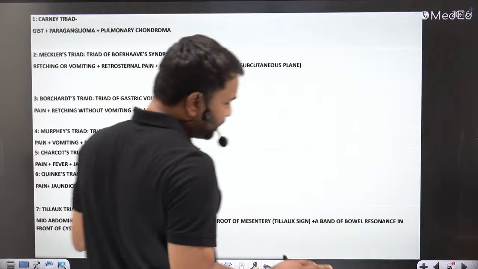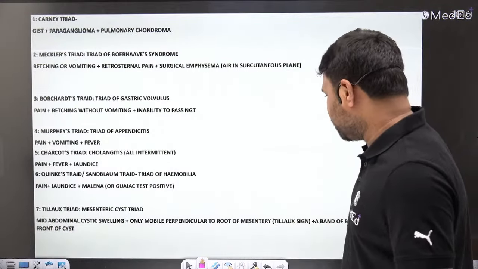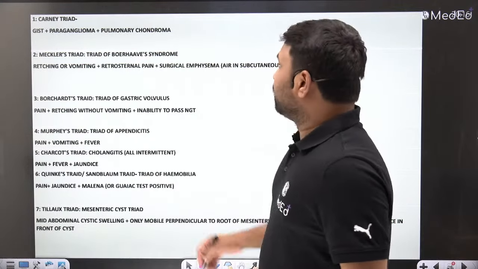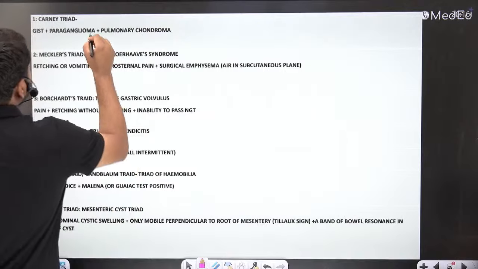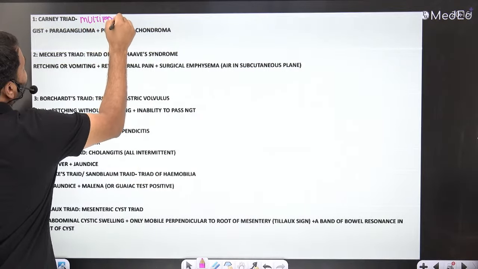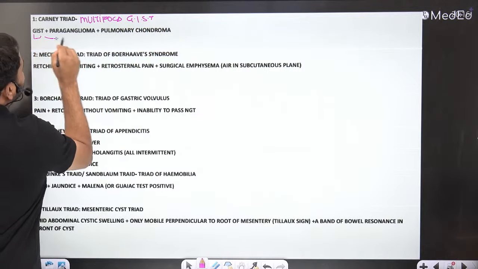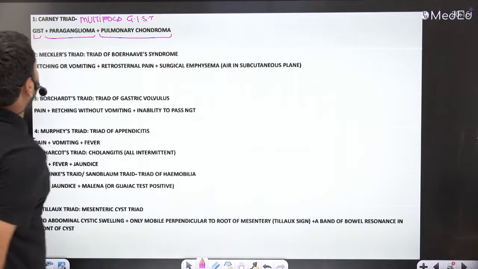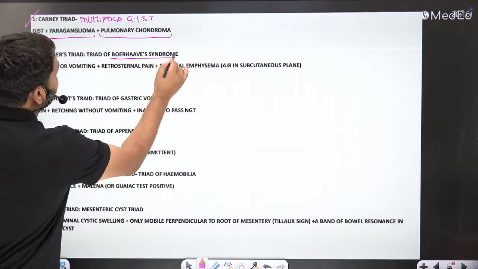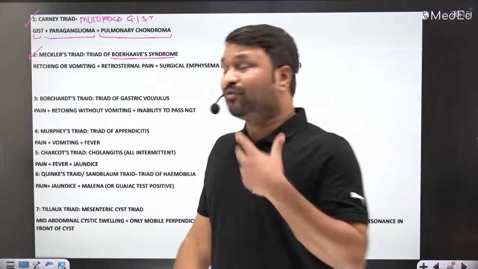Now, there are specific triads that you have to remember from the exam perspective. They can ask you multiple times. So let's quickly look at those triads which are important, right? Now, the first one is Carney's triad. Carney's triad is seen with multifocal GIST, where you have multiple GIST at the same time, along with paraganglioma and pulmonary chondroma. Then you have Mackler's triad. The Mackler's triad is Boerhaave syndrome, spontaneous esophageal perforation. Just as they have perforated, the patient will have vomiting.